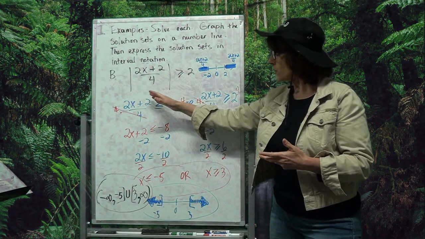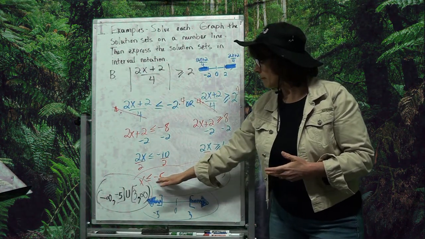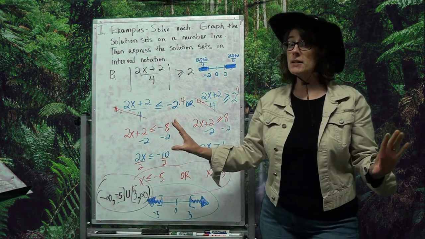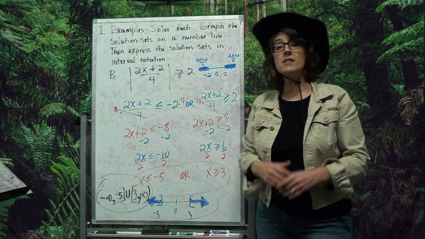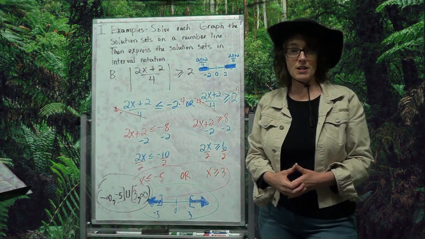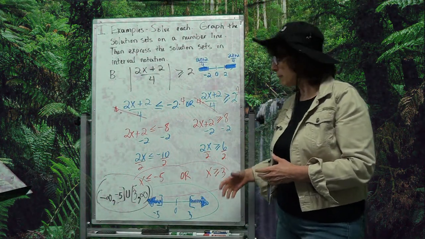And so then you can create two separate inequalities, solve each one of them, remembering that your answers are two separate answers, and that creates tails in your graph as your answer, and that creates a union situation in your interval notation.